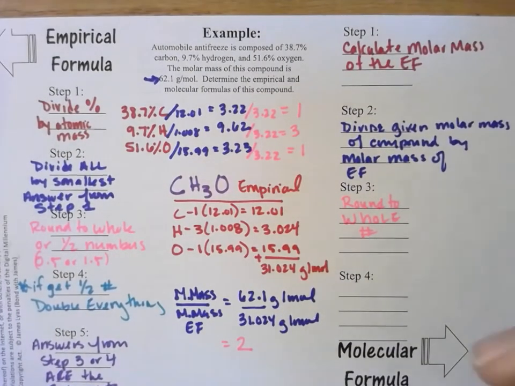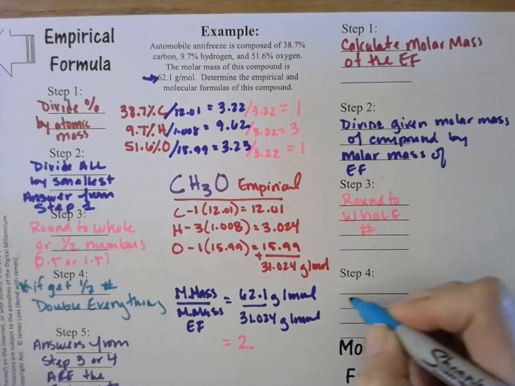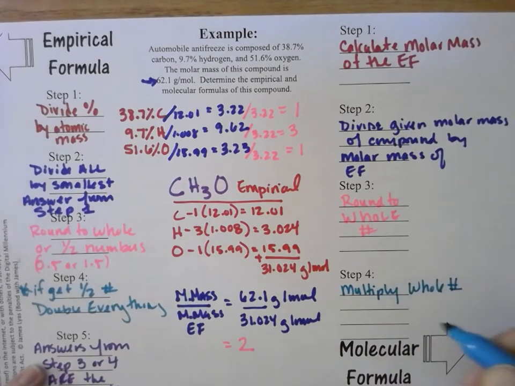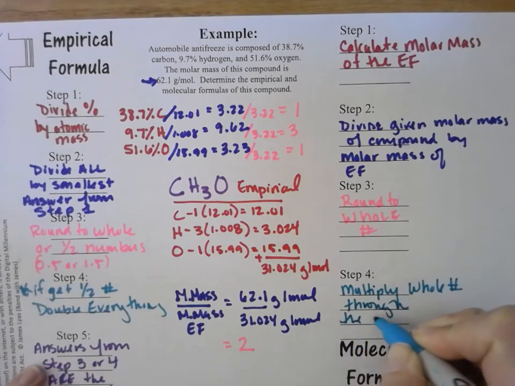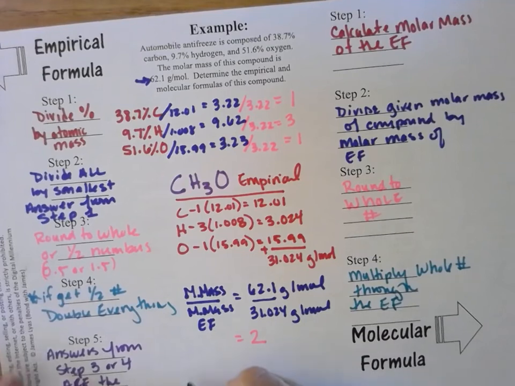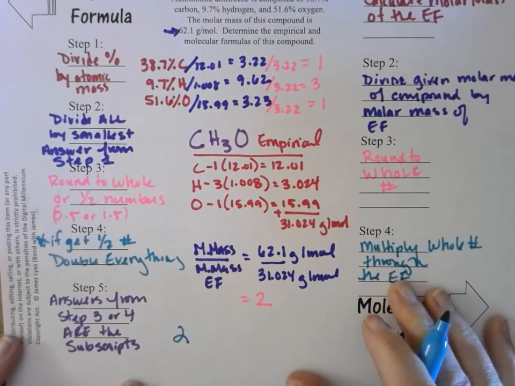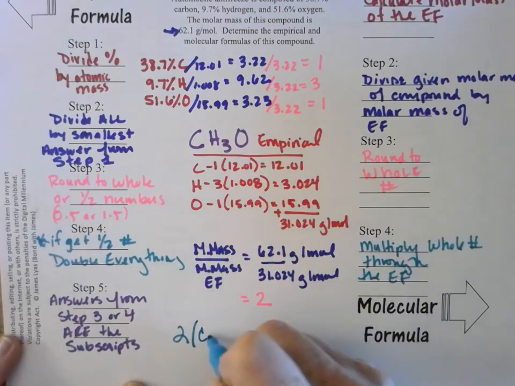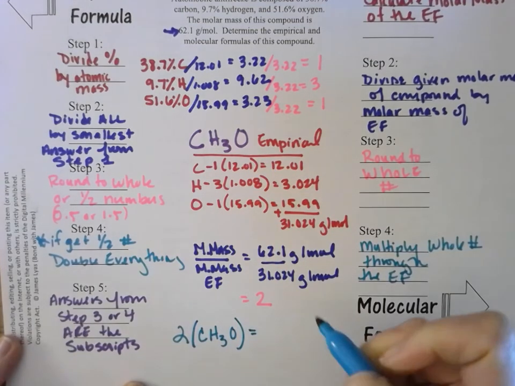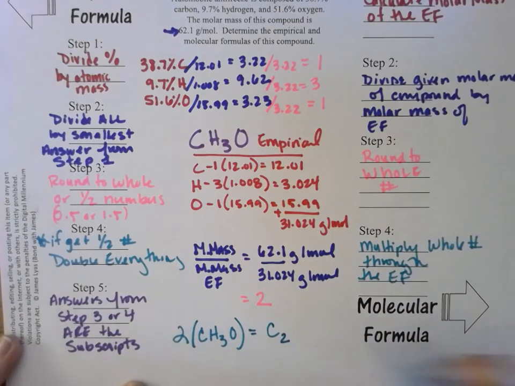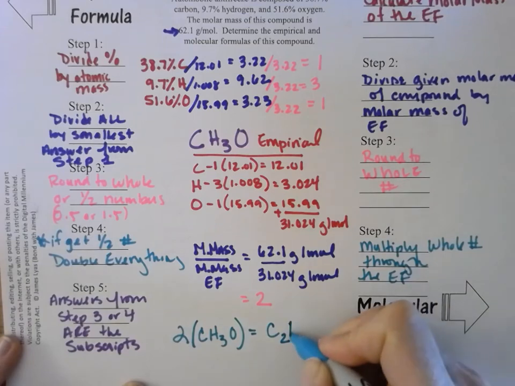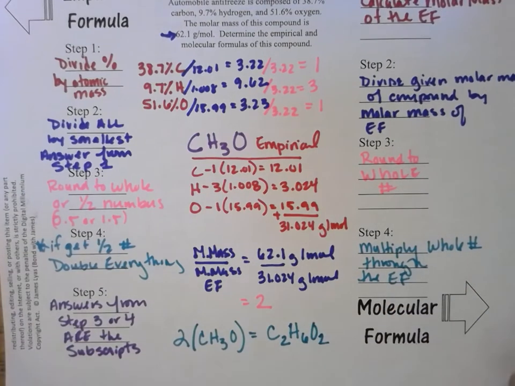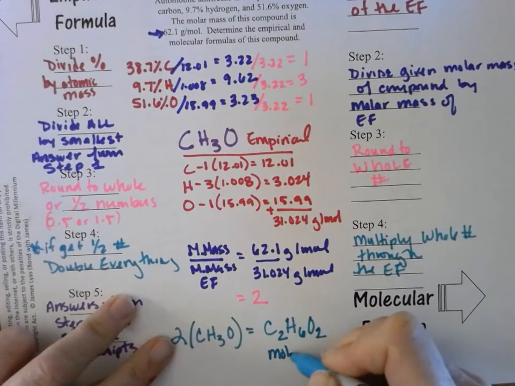All right. Step 4, last step. We're going to multiply the whole number through the empirical formula. So this number 2. So we're going to take the 2 and we're going to multiply it through the empirical formula, through CH3O. So this is a 1 understood, so that means now there's 2 carbons. 2 times 3 is 6, and 2 times 1 is 2. And this is the molecular formula.